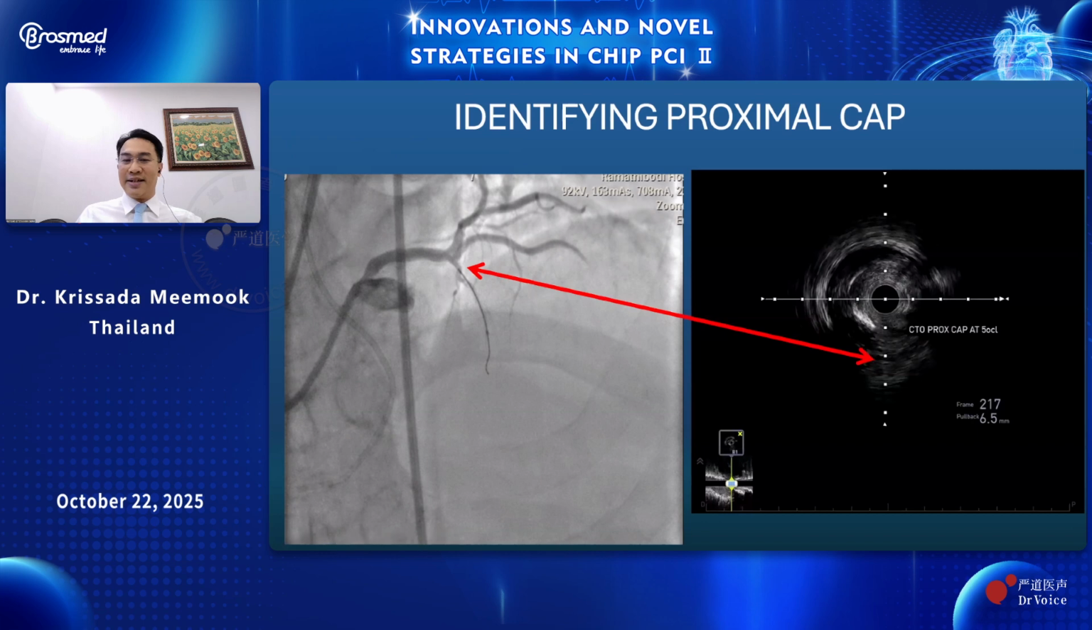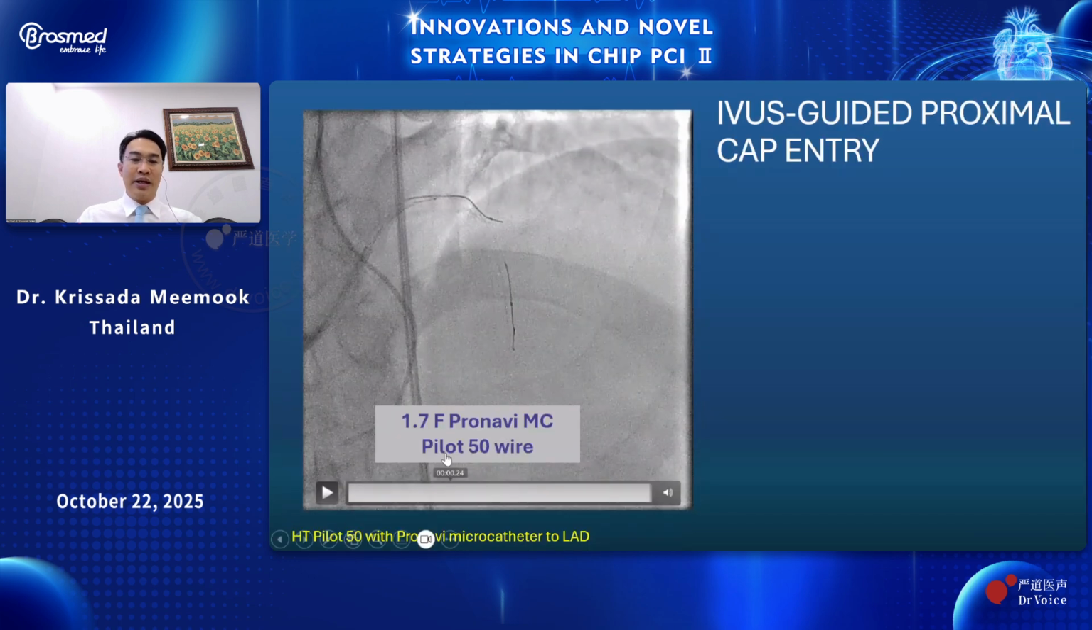So we use the 7 French catheter. We need a very low profile microcatheter that we can put together with the IVUS catheter into the 7 French guide catheters. So in this case, we use this 1.7 French ProNavi microcatheter with the Pilot 50 wire. This is a very low profile microcatheter that we can put together with the IVUS in regular guiding catheters.